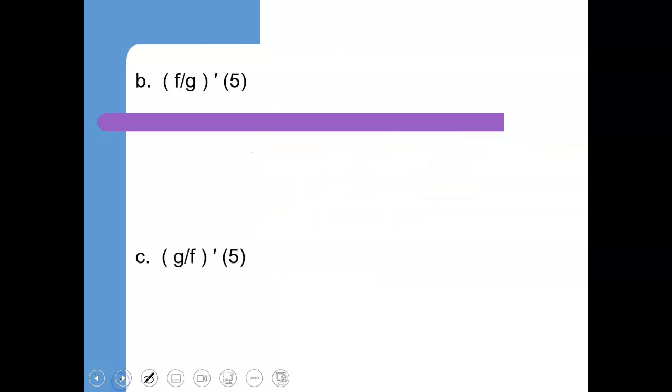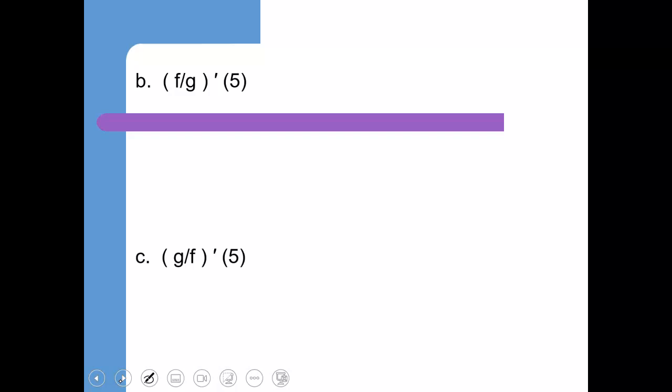Like a dummy. All right, f divided by g prime of 5. So do we think that f divided by g and g divided by f are going to have the same value? Are they going to have reciprocal values? So that is kind of like the mission: we want to compare f divided by g prime of 5 and g divided by f prime of 5, just seeing if they have any sort of relationship.